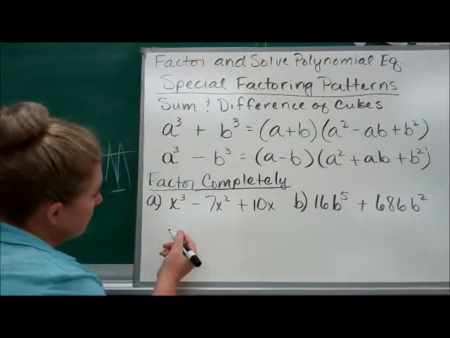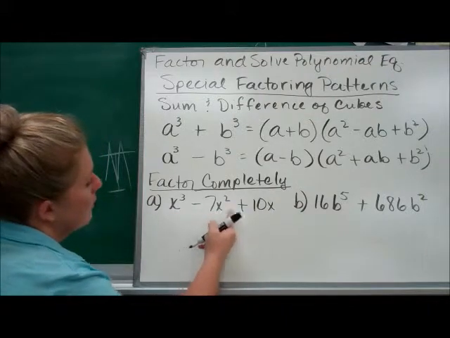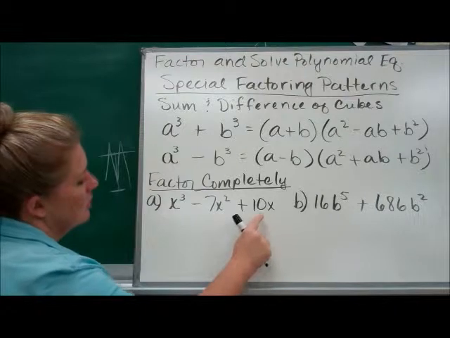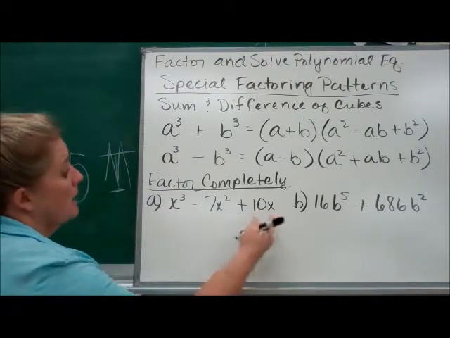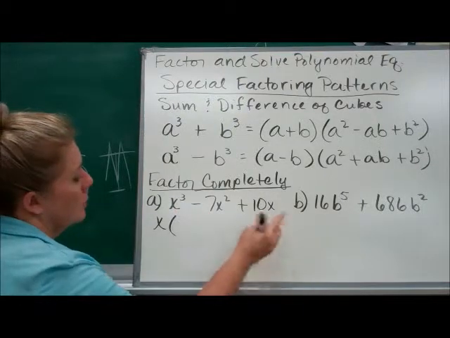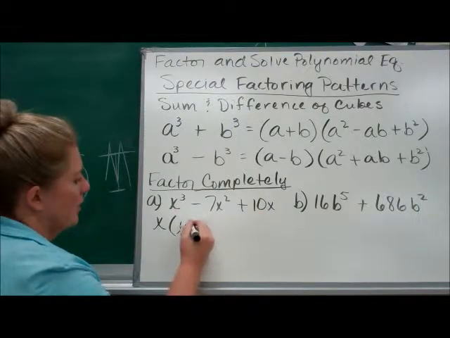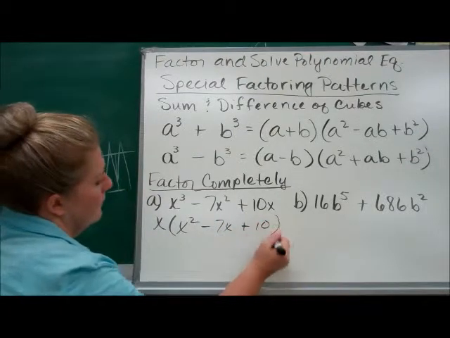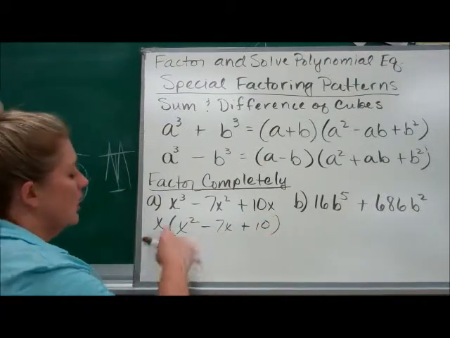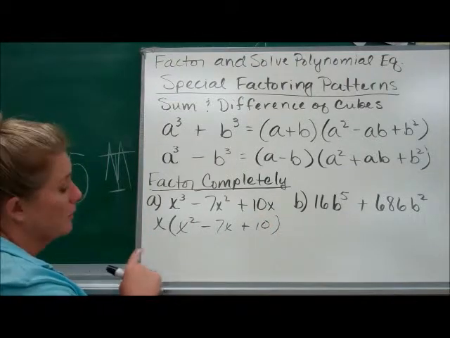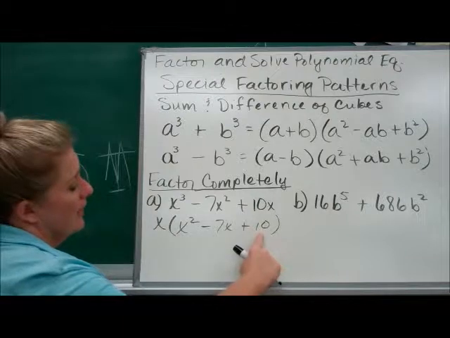Alright, for this one, greatest common factor is where we start. Well, I got x cubed, 7x squared, 10x. I definitely can take an x out of there. So when we factor out the x, you're dividing by x, so this is going to be x squared minus 7x plus 10.